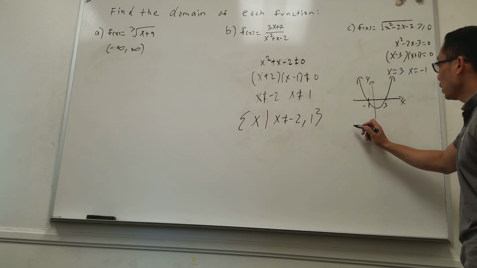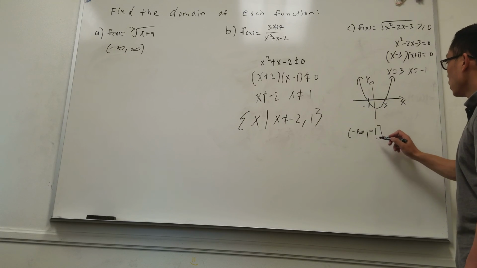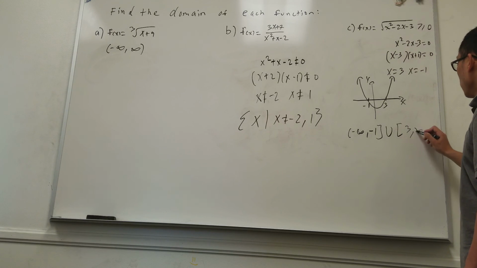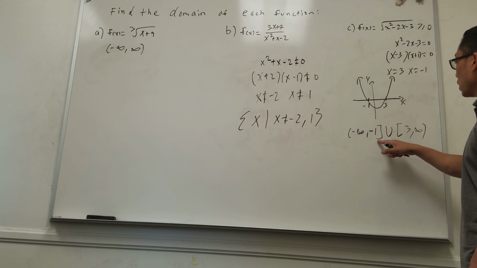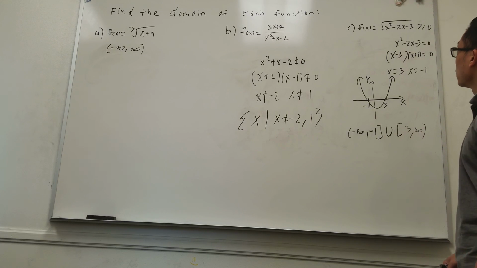So from negative infinity to negative 1, closed bracket, and then union from 3 to infinity. So you notice I can include negative 1 and 3 because we can also have 0, not just positive numbers. There you go.